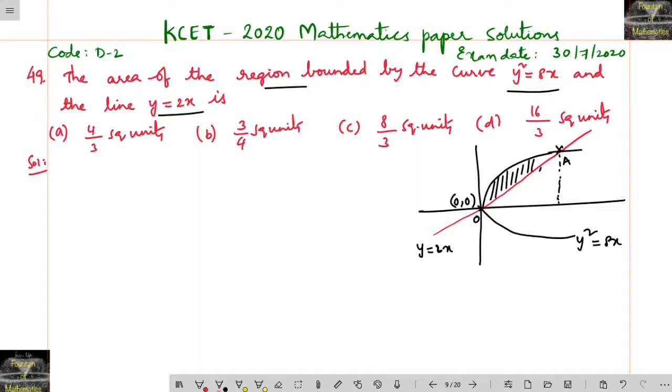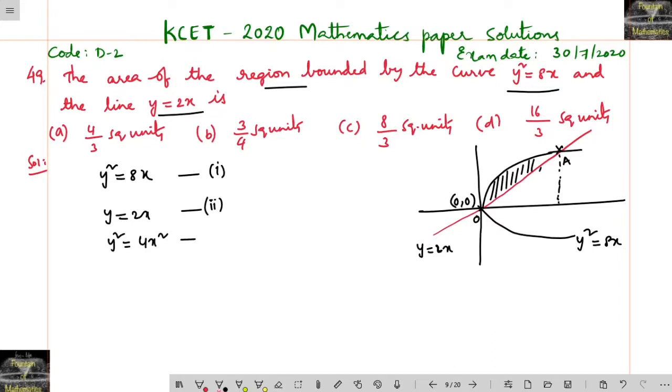So let's find first the point of intersection of these two. So the given equations, y square is equal to 8x, say the equation 1, and the second equation y is equal to 2x, this is the second equation. So if I do squaring, you will be getting y square is equal to 4x square.